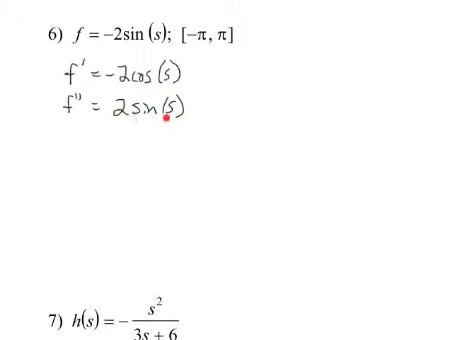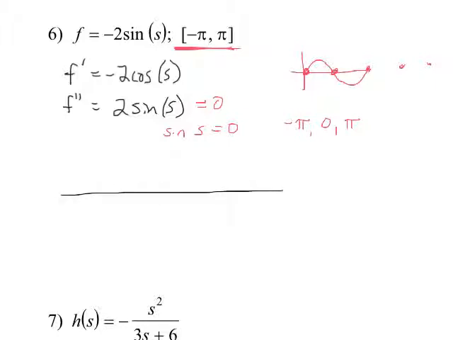We just need to find when the second derivative equals 0. So we set this equal to 0, and it means where is sine of s equal to 0? And I know that that occurs at negative pi, 0, and pi. You can do that from a unit circle or just envisioning what the graph looks like. We have 0, pi, and then all multiples of pi. But because we're restricted to negative pi to pi, we're just going to have those 3 points. So we draw our number line, negative pi, 0, and pi. And we just need to test on the inside.